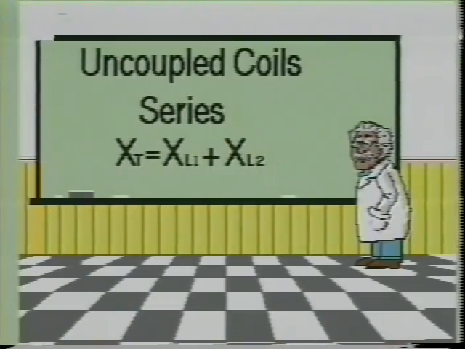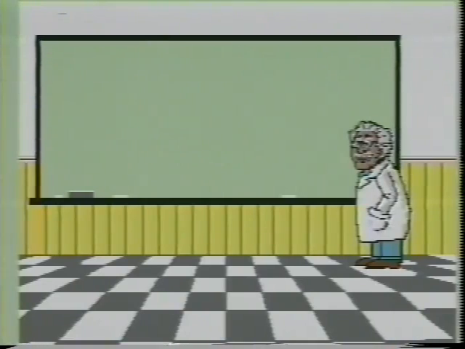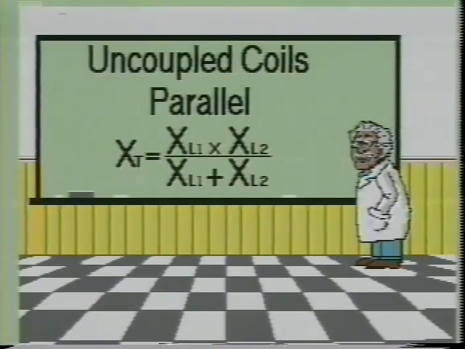To calculate the total reactance for two uncoupled coils in series, you simply add their values together. To calculate the total reactance of two uncoupled coils in parallel, you must use the formula: inductive reactance of L1 times the inductive reactance of L2 divided by the inductive reactance of L1 plus the inductive reactance of L2.